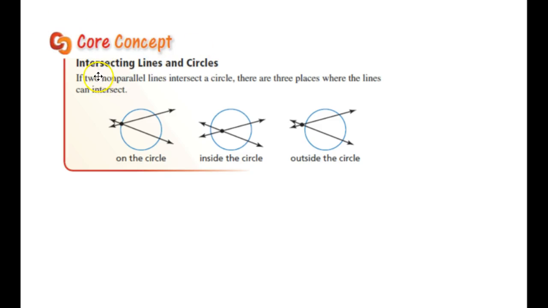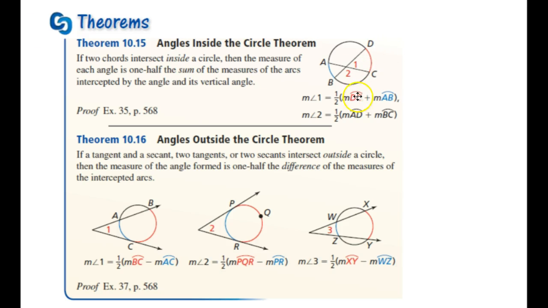So here's our first core concept when I've got intersecting lines and circles. We're talking non-parallel lines, right? So the lines have to intersect. There's 3 places where those lines can intersect. They can intersect on the circle, which we have talked about in our last couple of sections, they can intersect inside the circle, or they can intersect outside the circle, right? Those are just the 3 possible places where our 2 lines can intersect. So here we're looking at what happens when those lines intersect inside or outside the circle. We've talked about when they intersect on the circle, that's an inscribed angle. So we can follow those rules when it's on my circle.